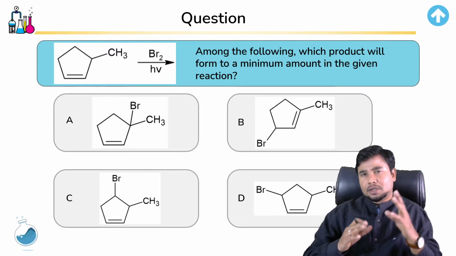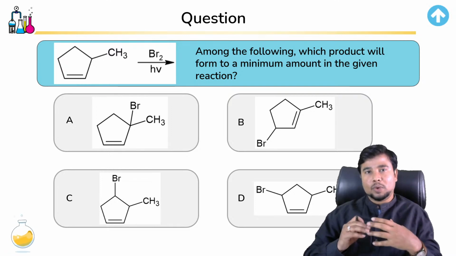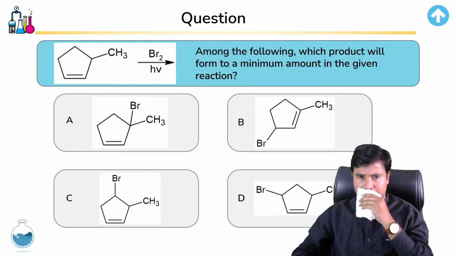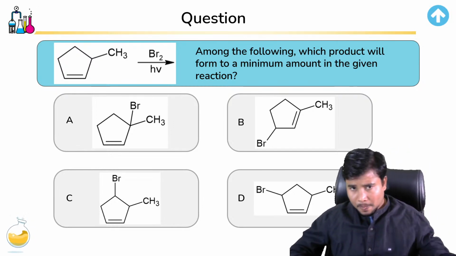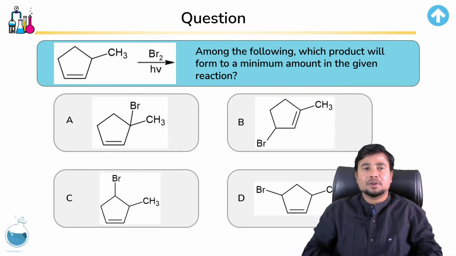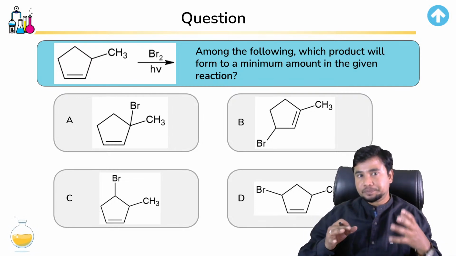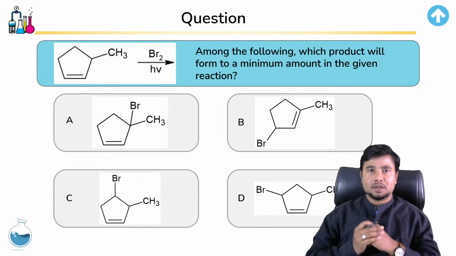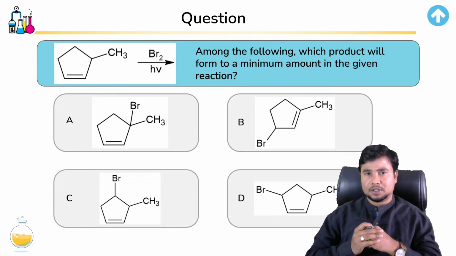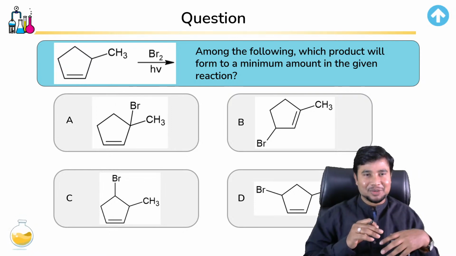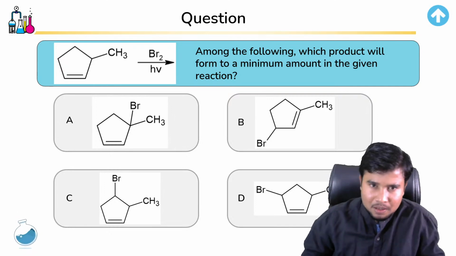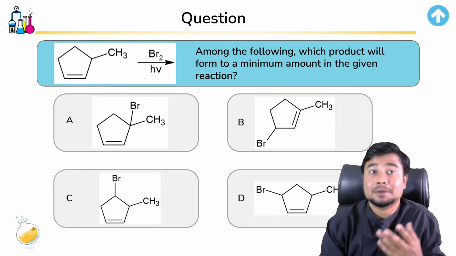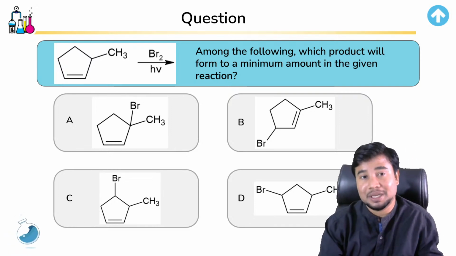We have this next question. Among the following, which product will form to a minimum amount in the given reaction? Now we would need to see what the possibilities are here. They've given us the following reagents, and we need to find the product formed in the minimum amount. So we need to find the minor product, right? Now we'd usually see the major product and never the minor ones, so that becomes a little difficult. So let's first see which is the major product, right?